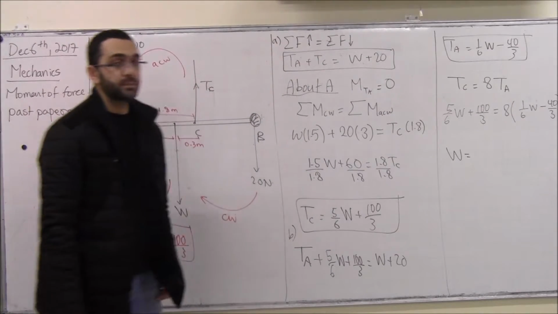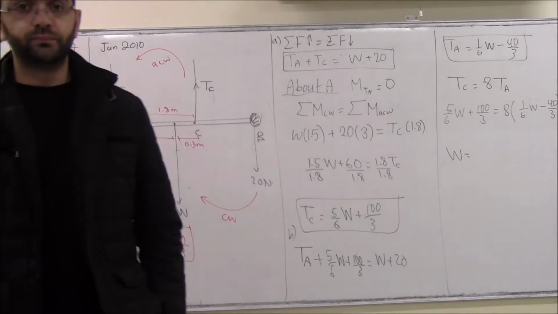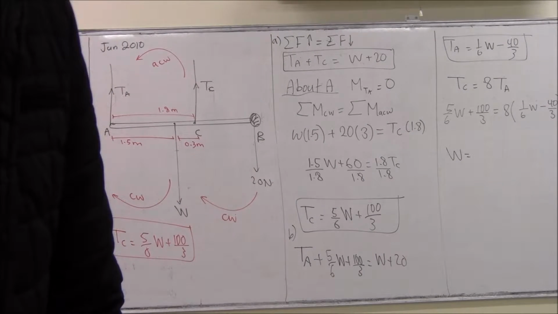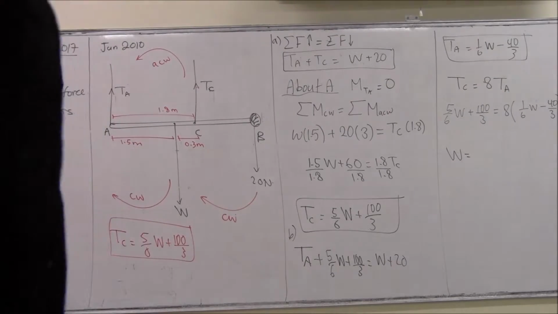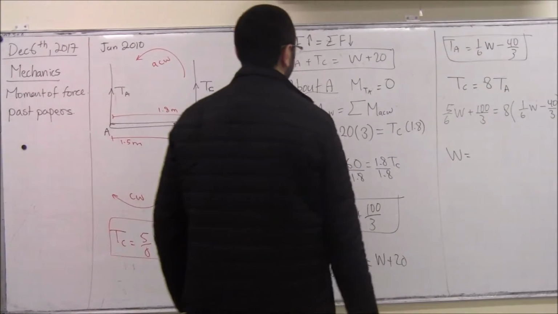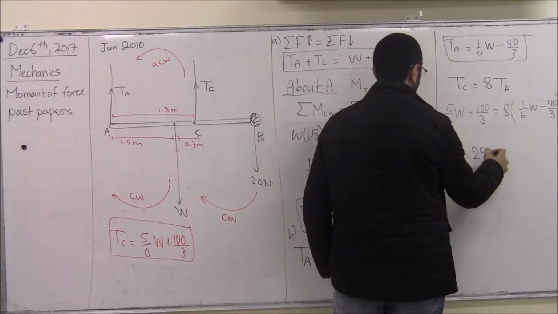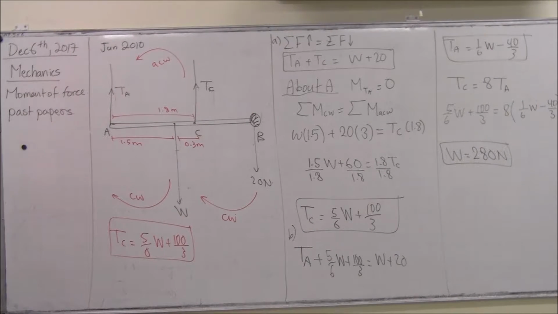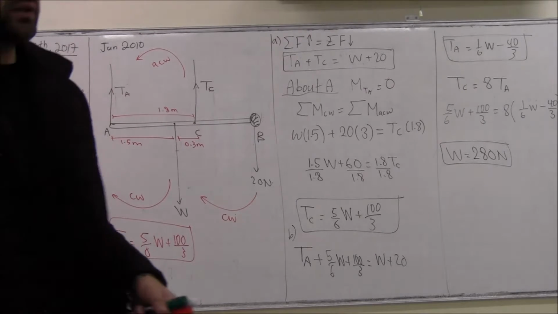W equals 280 newtons. Guys, if you did this worksheet about the past papers of the moment of force, you will find that there is one way: sum of forces up equals sum of forces down, moments clockwise equals sum of moments anti-clockwise, and so on. Okay? You'll copy this quickly.